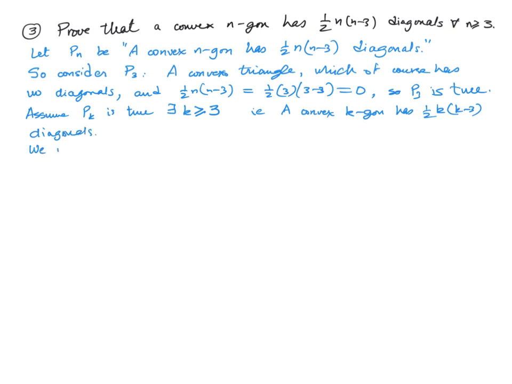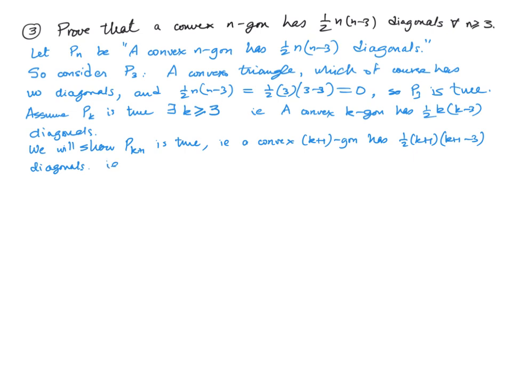We will show P sub k plus 1 is true, i.e. a convex k plus 1 gon has 1/2 times k plus 1 times k plus 1 minus 3 diagonals. And, of course, that simplifies, i.e. 1/2 times k plus 1 times k minus 2.